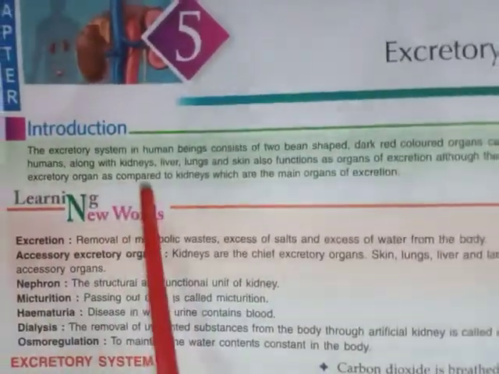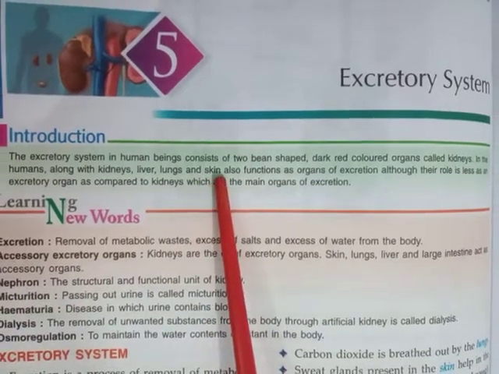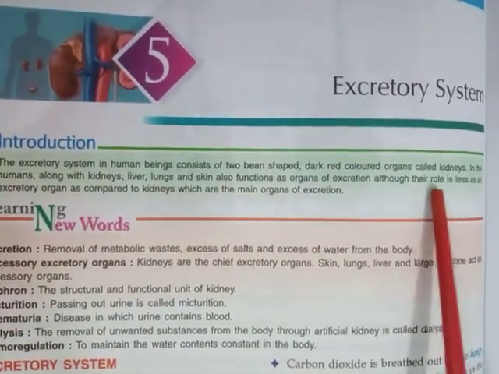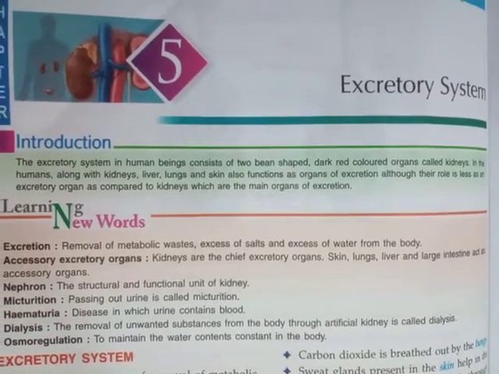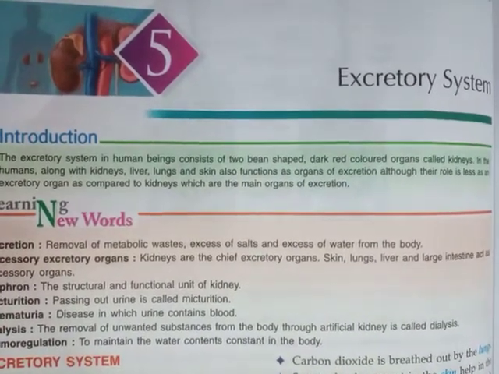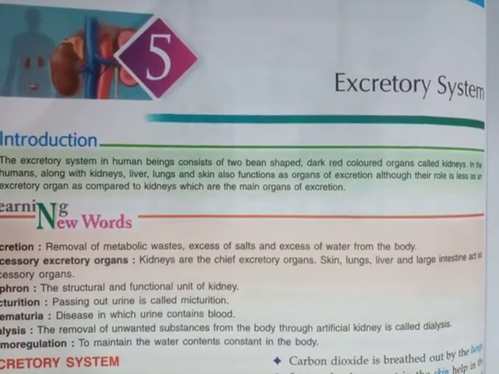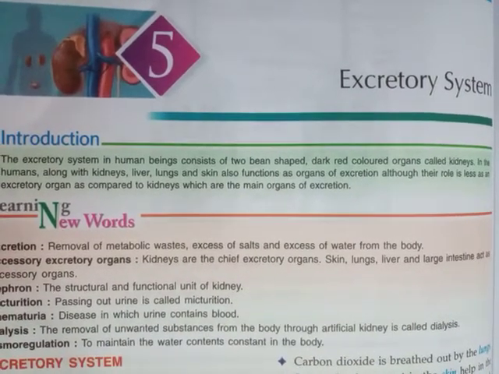The excretory system in human beings consists of two bean-shaped dark red colored organs called kidneys. Beans are from the pulses family. You all have seen rajma and all those beans. So the shape of our kidneys is like beans.